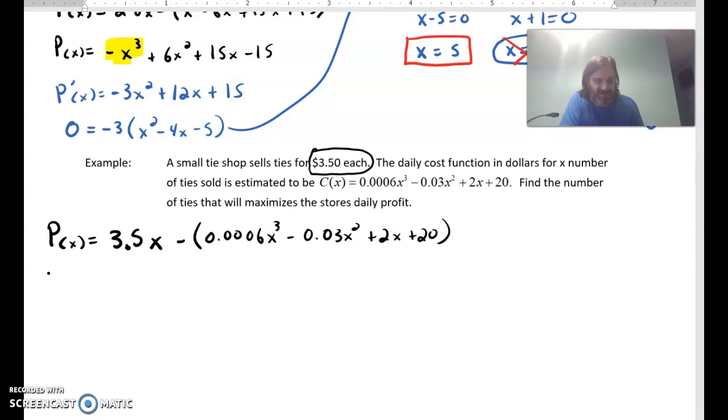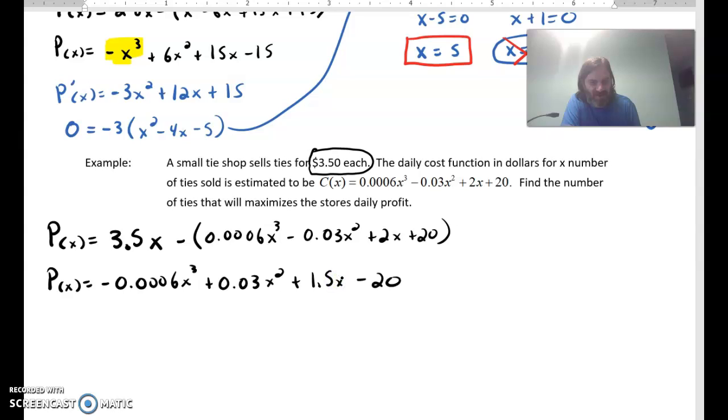So let's collect some like terms here. P of x equals negative 0.0006x cubed plus, because I got to distribute a negative here, 0.03x squared. Then I'll have 3.5x minus 2x, so that'll be plus 1.5x, and then minus 20. So that's the function that would calculate the profit for selling x number of ties.